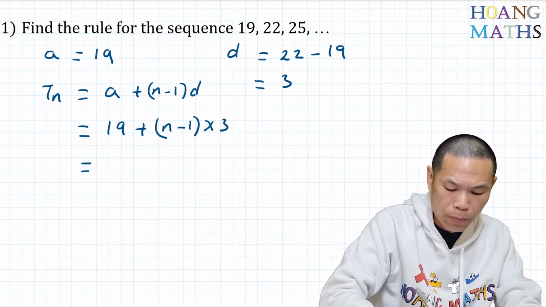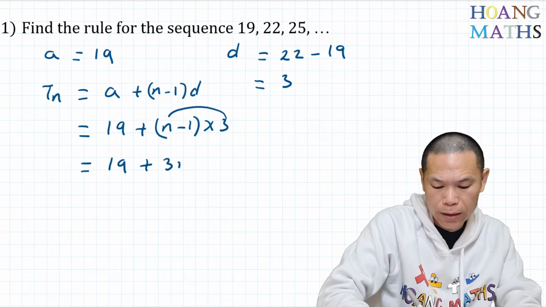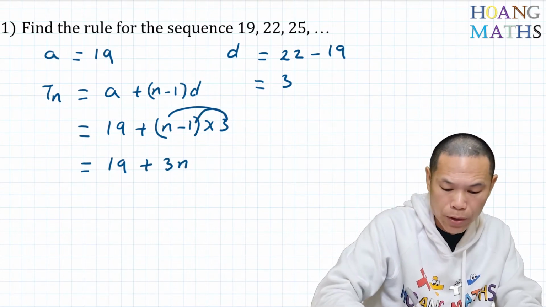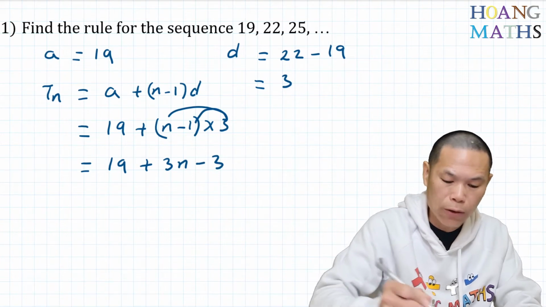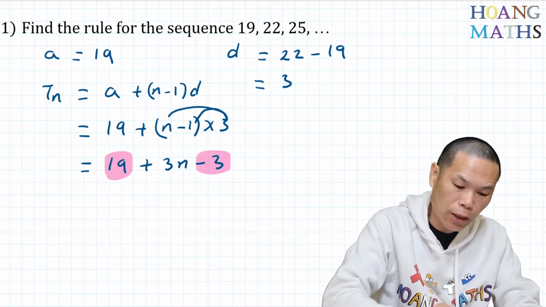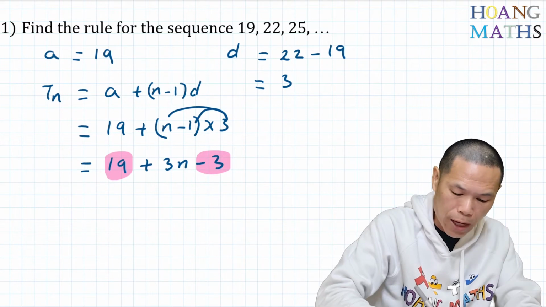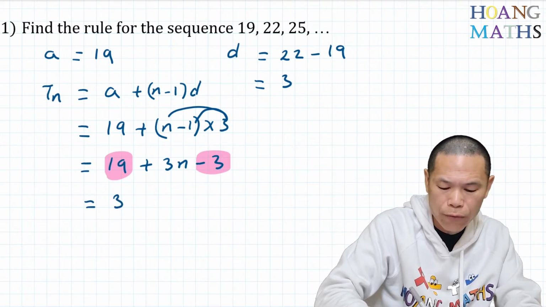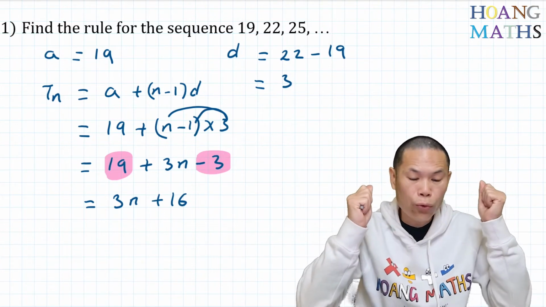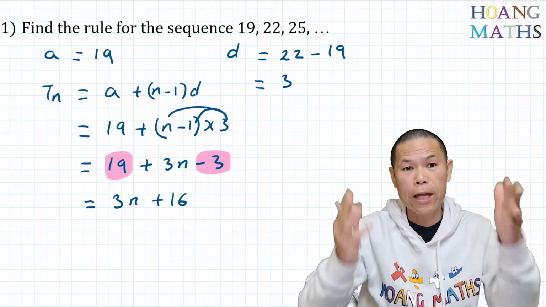That will give me 19. 3 times N is 3N, and 3 times negative 1 is minus 3. So we just write this down, minus 3. Now I'm just collecting the like terms. We have 19 here, we minus 3, so 19 minus 3 is 16. So the answer is, I just write 3N first, and then we add 16. So there you go. This is the rule to find the term for the sequence 19, 22, and 25.